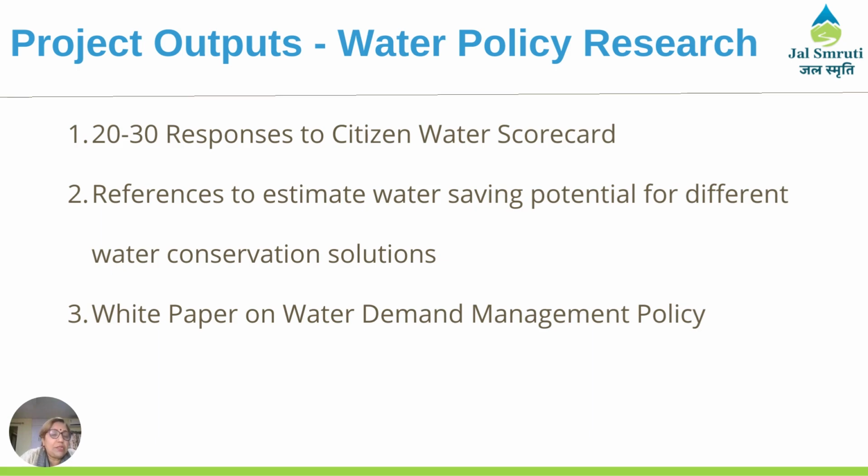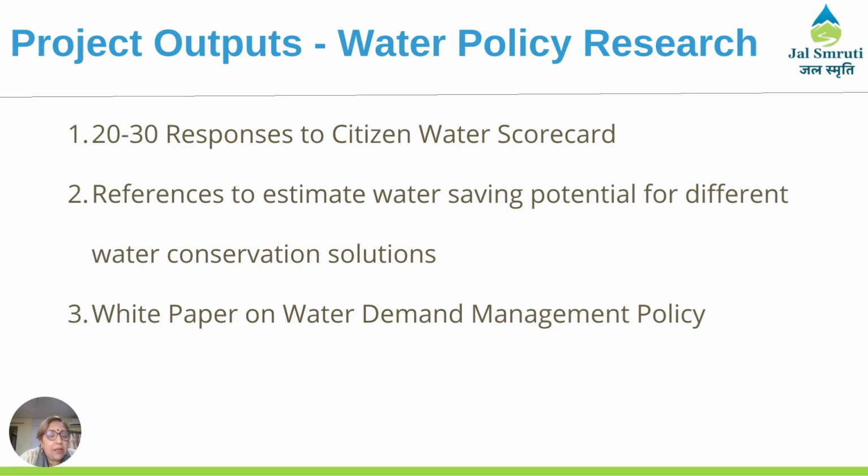So you want people in your network to take that, and you want to target 20 to 30 of them filling the form and taking the survey. That is one of the tangible outputs.